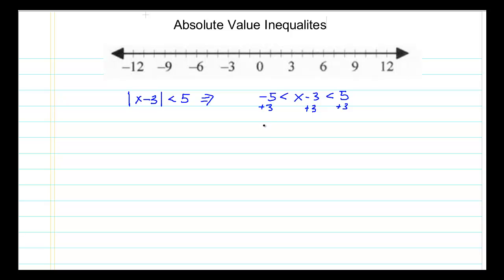And we get here negative 5 plus 3 is negative 2. Here we get x, and we get 8. And if we wanted to draw the graph of that, we would put an open circle at negative 2 and an open circle at 8. And since the x is in between, we would highlight this part in between. So the values of x going from just bigger than negative 2 to just smaller than 8 make this inequality true.